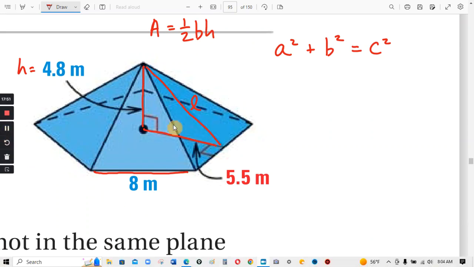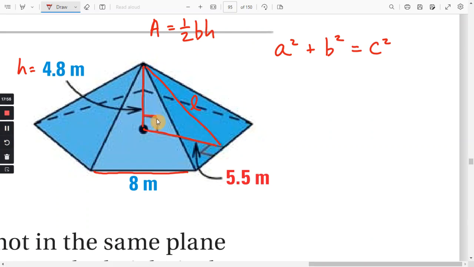Okay, in order to get this slant height, L, we have to use this right triangle that is actually inside the pyramid. So this distance right here is 4.8. Well, let's use the Pythagorean theorem. We go across from our right angle. Okay, that's your hypotenuse. So L, the slant height, is going to be C. A and B, it doesn't matter which is which. I'll let this height equal A, and I'll let this equal B.